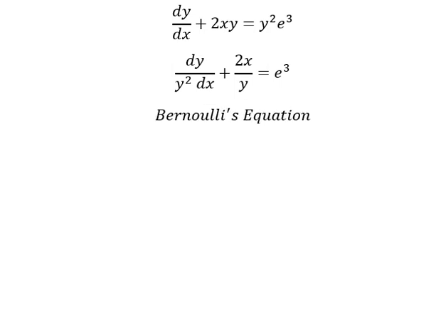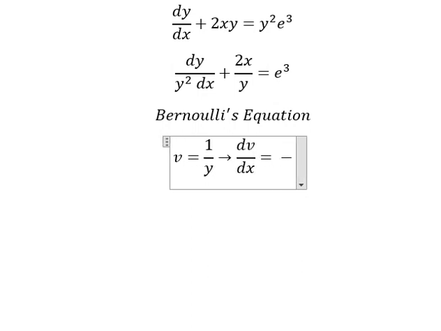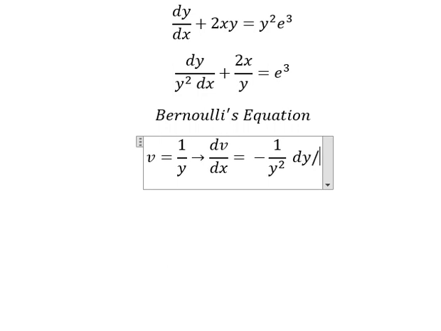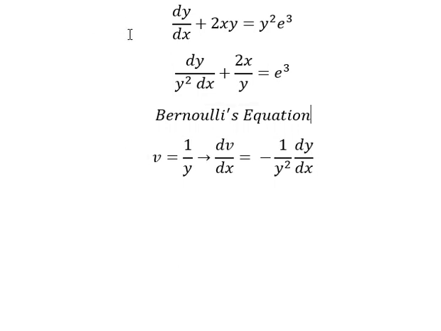So I will put v equals 1 over y. Later we need to first take the derivative of both sides. And we have negative 1 over y squared dy over dx. Because we don't have the negative sign in here, I will move this one to the left.